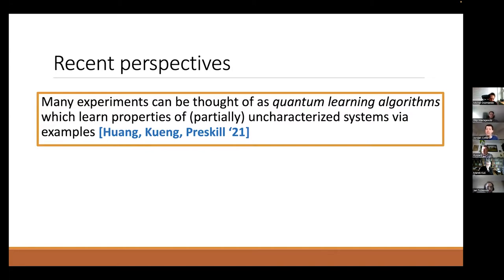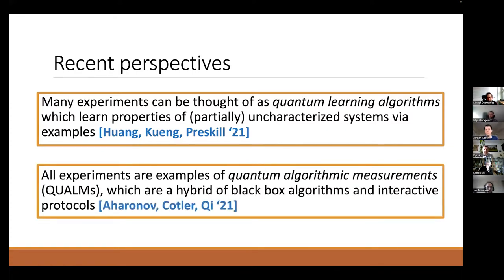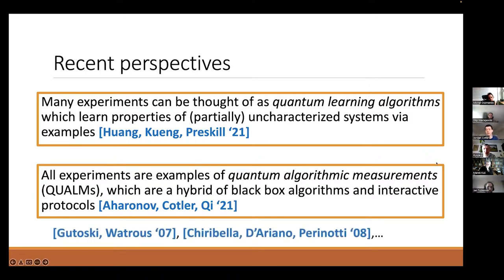It's saying that an experiment is a type of learning algorithm where we learn about properties of nature by interacting with nature. A complementary point of view was in this paper at around the same time by myself, Dorit Aharonov, and Xiaoliang Qi, in which we posited that all experiments are examples of what we call quantum algorithmic measurements, abbreviated as QALMs, which are a hybrid of black box algorithms and interactive protocols. It's a broader formalization of what we mean by an experiment. These works built off of previous works in the context of interactive protocols and quantum information.